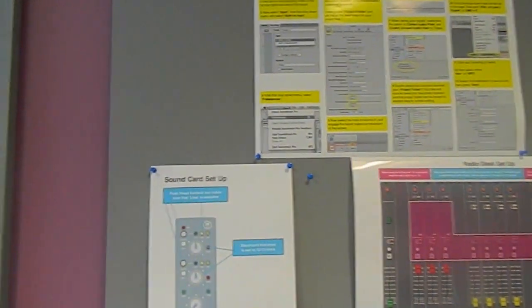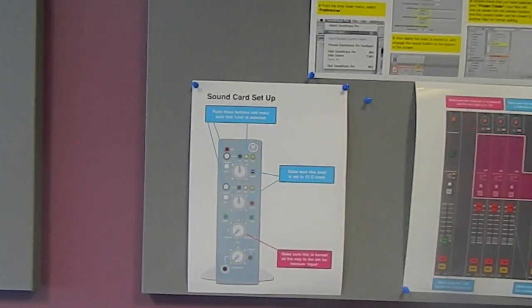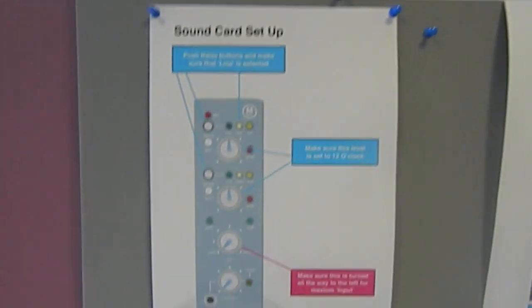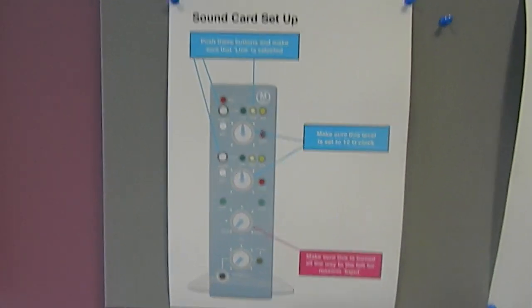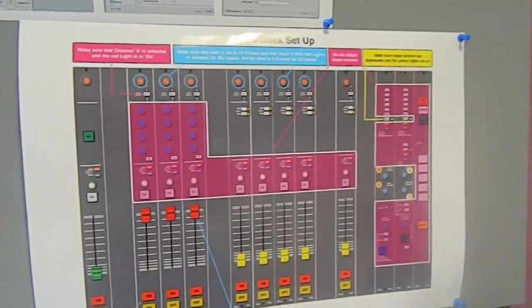We were given a tutorial in a lesson to tell us how to use the radio room. However, if we were ever unsure, there were posters on the wall to show us how to use the radio room. There was the sound card setup, the Soundtrack Pro setup, and the radio desk setup.